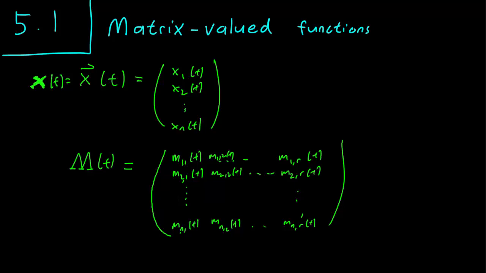mnr(t). So typically, the notation is to have the row first, and then the column. So this is the first row, rth column. This is second row, second column. This is first row, second column. The rows count first row, second row, third row from the top, and the columns count from first column, second column, third column from left to right.